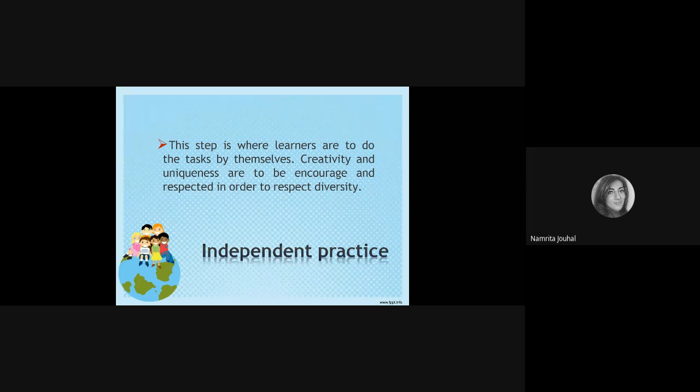There could be activities for independent practice. For example, you could design activities where they have to discuss something interesting about their culture, or make something interesting about their culture, so that it becomes acceptable and that creativity also comes out openly.